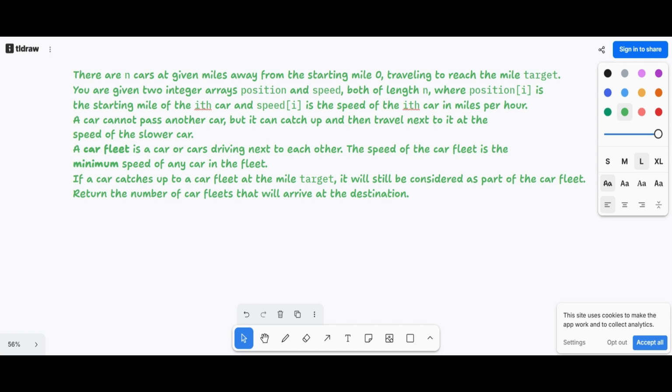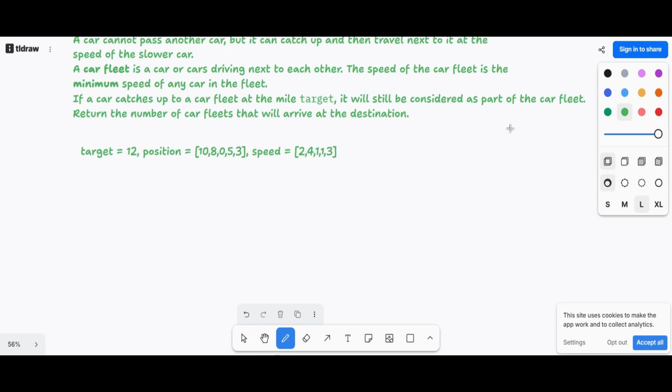A car fleet is a car or cars driving next to each other. The speed of the car fleet is the minimum speed of any car in the fleet. If a car catches up to a car fleet at the mile target, it will still be considered as part of the car fleet. And we have to return the number of such car fleets that will arrive at the destination. Okay, so let me give you an example and then it will be better for our understanding.